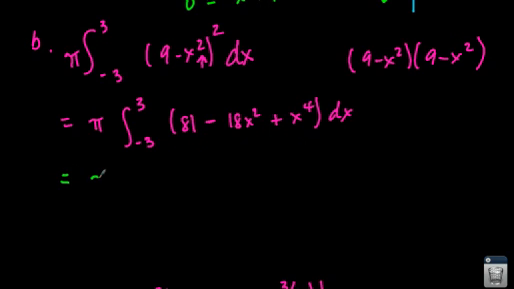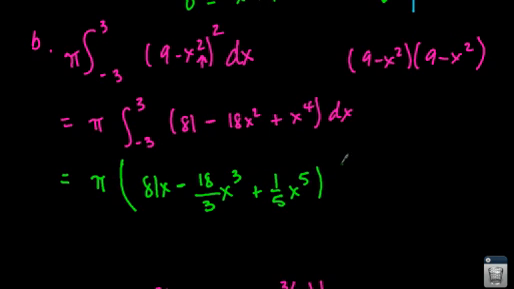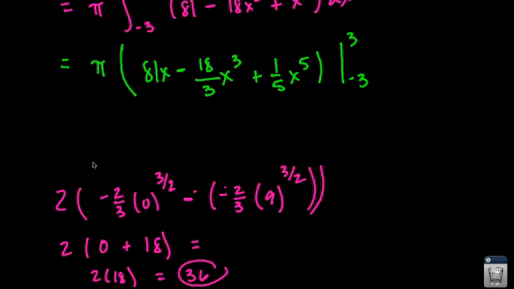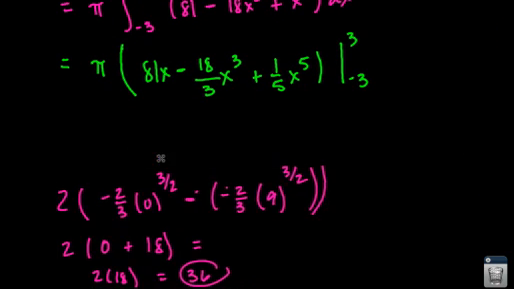Alright, so let's integrate. So we end up with pi times the integral of 81 is 81x minus 18 divided by 3 x cubed, or 6, plus 1/5 x to the 5th, and we're integrating from negative 3 to positive 3. Oh, there's my work from the last problem. I'll get that out of here.